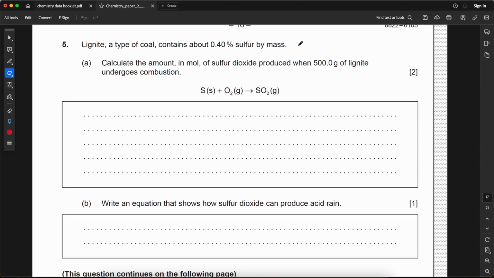Lignite, a type of coal, contains about 0.4% sulfur by mass. Calculate the amount in mole of sulfur dioxide produced when 500 grams of lignite undergoes combustion. So we can find mass of sulfur, 0.4% times 500, which is 2 grams, and we can find mole of sulfur, which is 2 divided by 32.07, 0.062. This will be the same amount or mole for SO2 because it has the same coefficient.